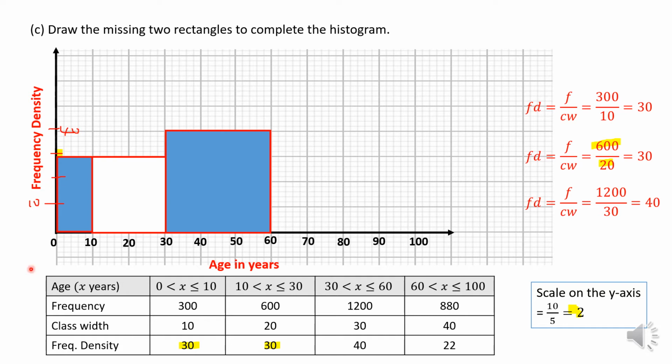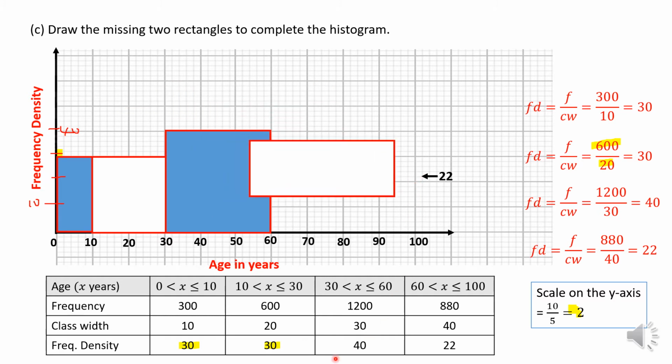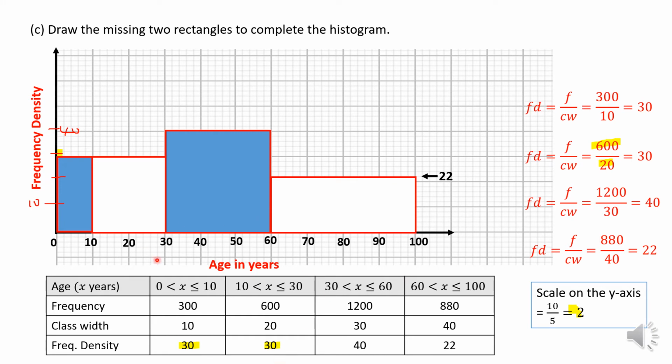So that one is fine. The last one, if you have to calculate, is 880 here, and I divide it by 40. It's frequency divided by class width. That's going to give me the frequency density, which is 22. So I can identify, first of all, where's 22? It's one little block up from 10, or up from 20, so that's 10, 20. So obviously that is going to be how my histogram looks.